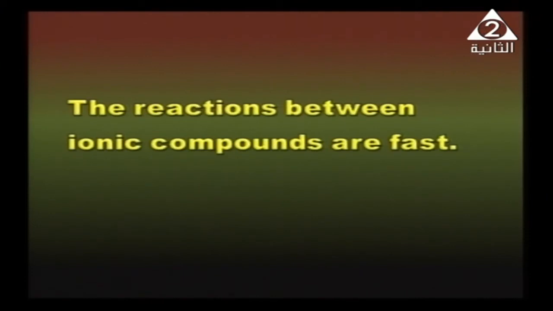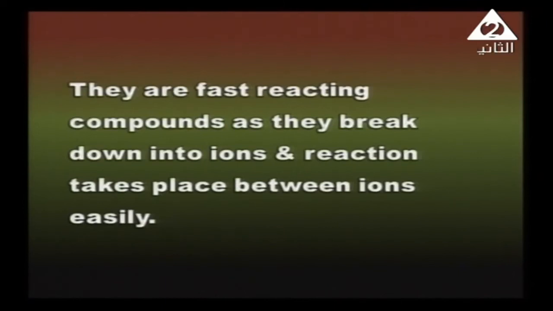The reactions between ionic compounds are faster. Why? The reactions between ionic compounds are fast. They are fast reacting compounds as they break down into ions, and the reaction takes place between ions easily.